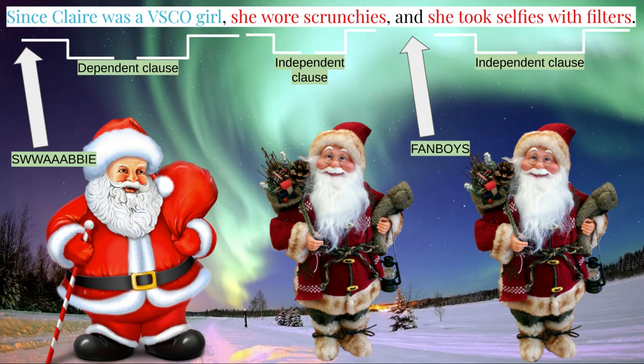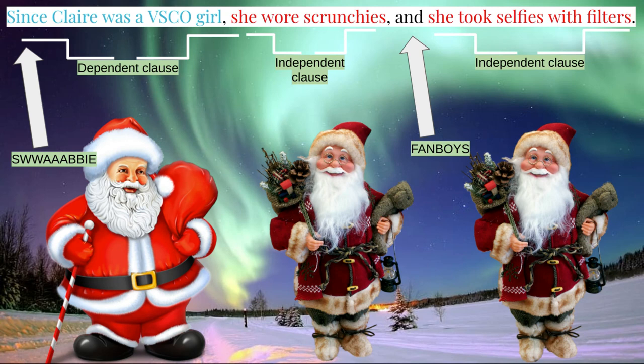Then you have your independent clause number 1, she wore scrunchies. And then your independent clause number 2, she took selfies with filters. And there is a fanboys bringing those two together. So those rules are still going to apply. We're just going to have all three, dependent, independent, and independent clauses together in the same sentence.